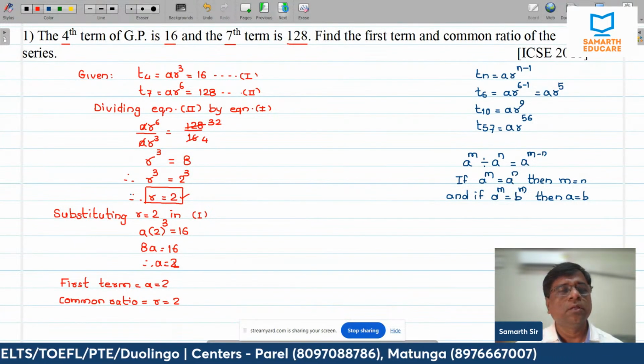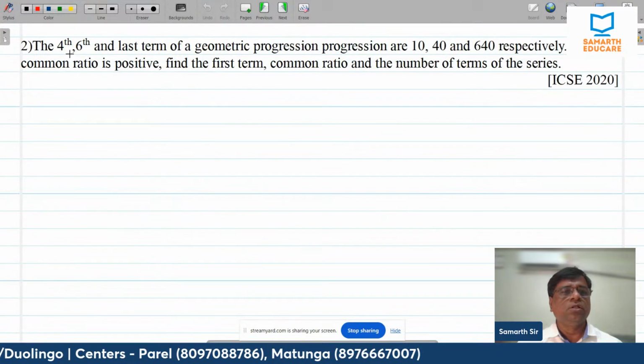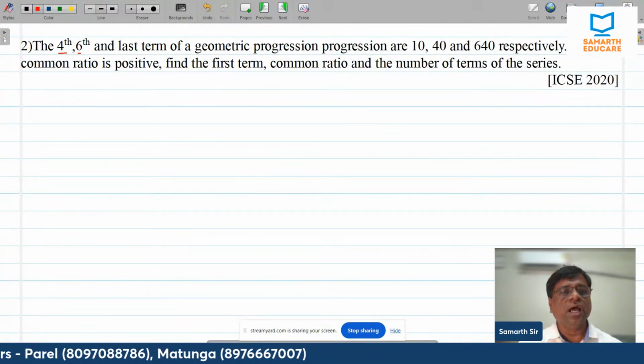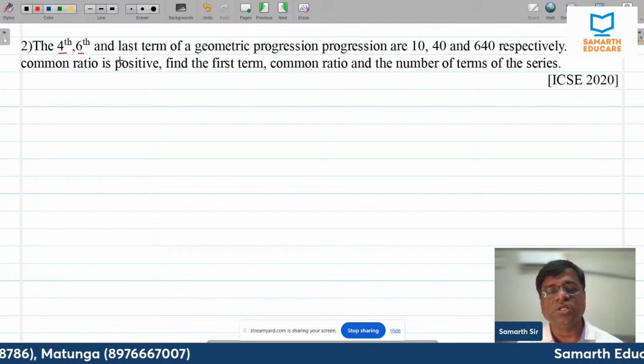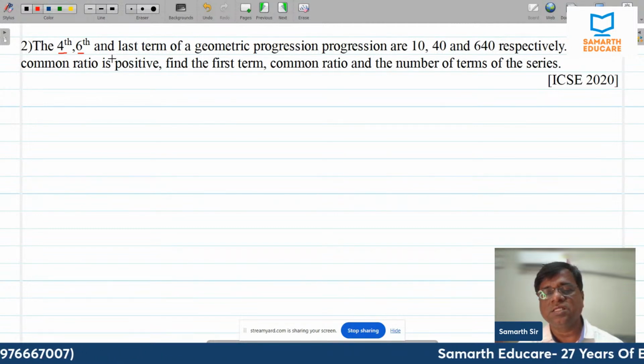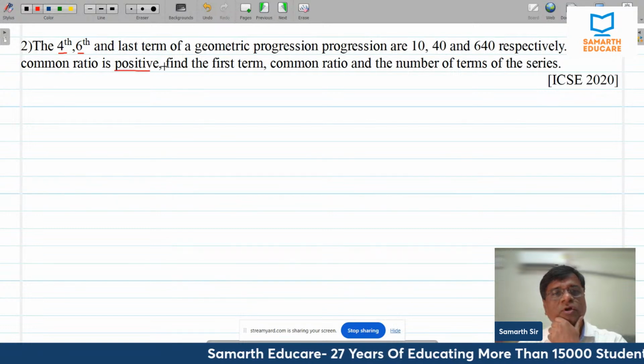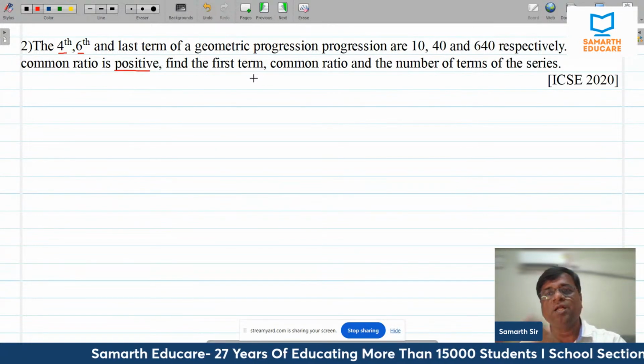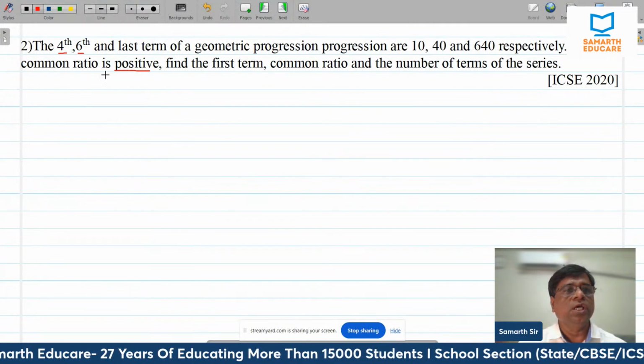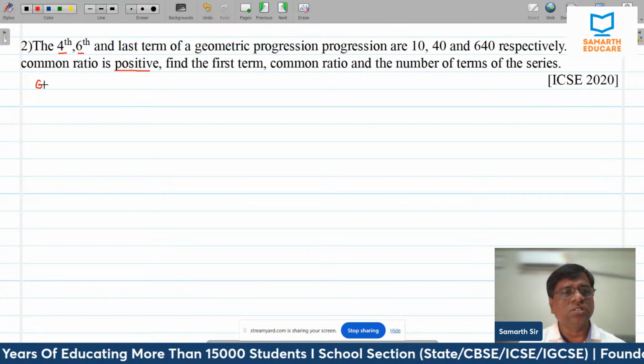Okay, let's move on to the next question. The fourth, sixth, and the last term of a geometric progression are 10, 40, and 640 respectively. If the common ratio is positive, find the first term, common ratio, and the number of terms in the series. Okay, so what are the given conditions?